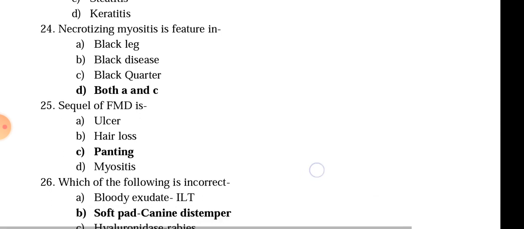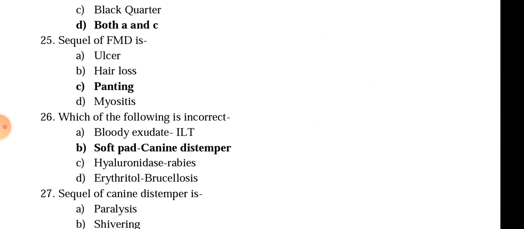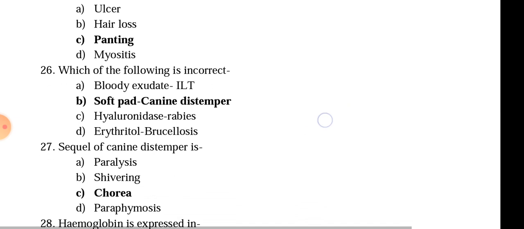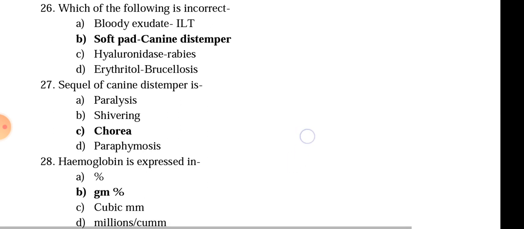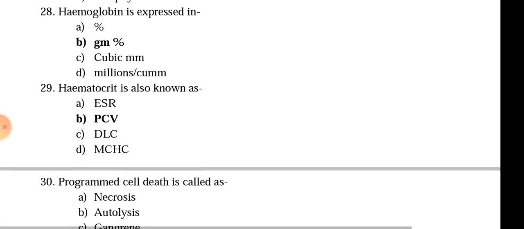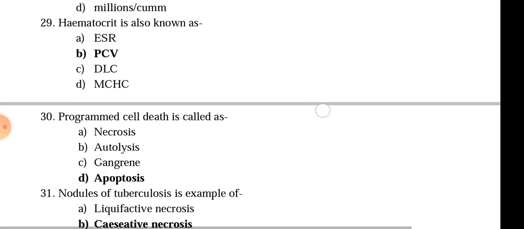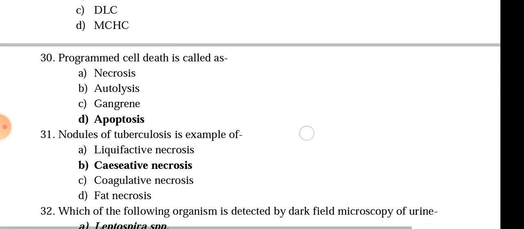Which of the following is incorrect? Hard pad is a synonym of canine distemper. The sequel of canine distemper is chorea. It is an eye-related problem in dogs infected with canine distemper in their life. Hemoglobin is expressed in gram percent. Hematocrit is also known as packed cell volume. Programmed cell death is called apoptosis. Nodules of tuberculosis are an example of caseous necrosis.